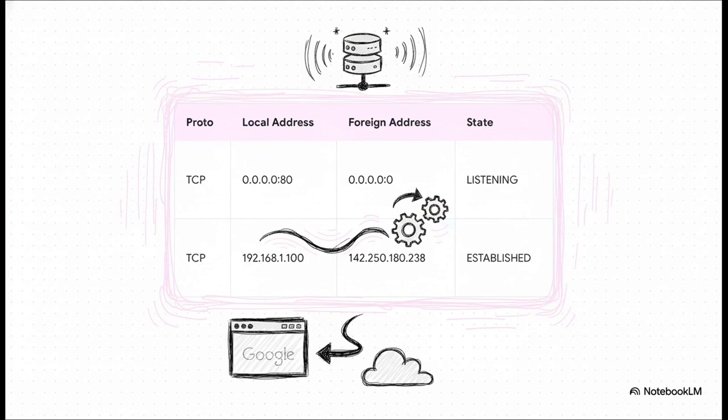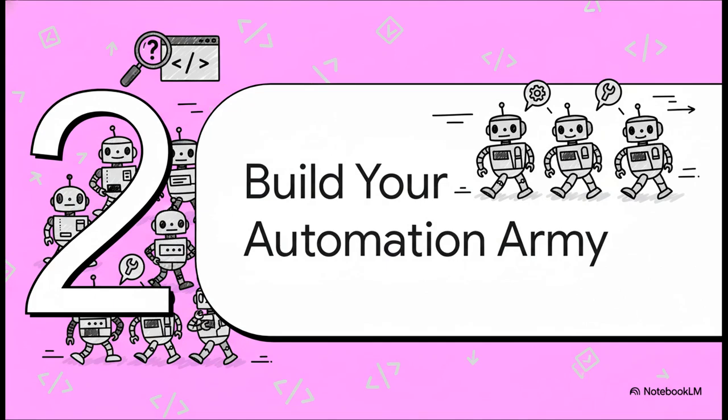Okay, at first glance, I know this might look like a bunch of gibberish, but it's actually pretty simple. See where it says listening? That just means a service is ready and waiting for a connection. And established, that means you have a live, active connection, like your browser talking to Google. This is perfect for spotting programs that are making connections you don't recognize, a huge step in checking your PC's security.